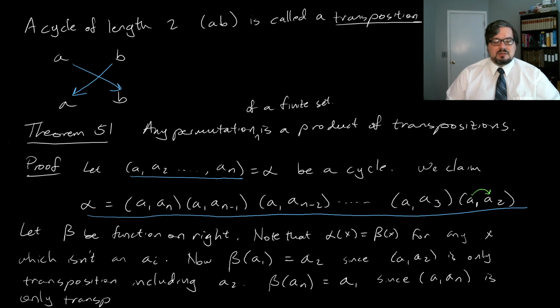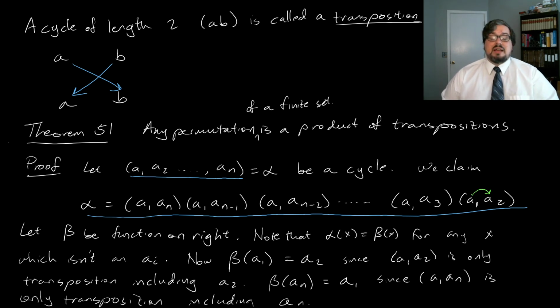transposition including A_n. So that's good. That shows that beta is doing what it ought to do. It's doing what alpha does on A_1 and A_n.